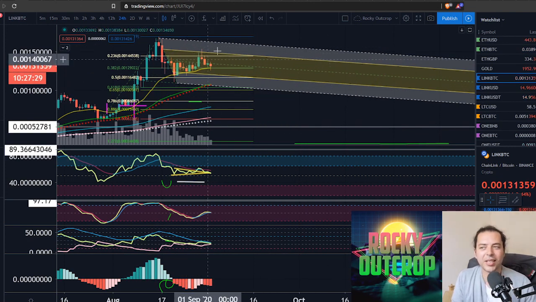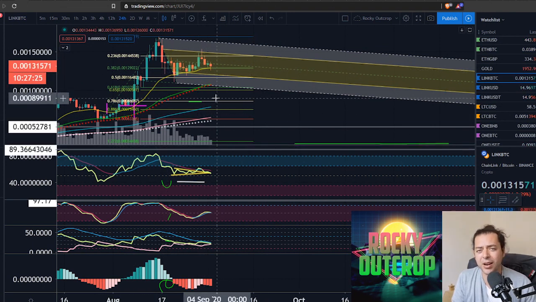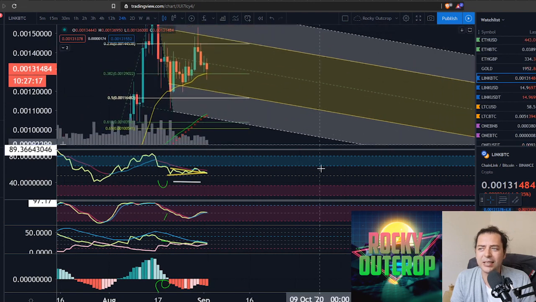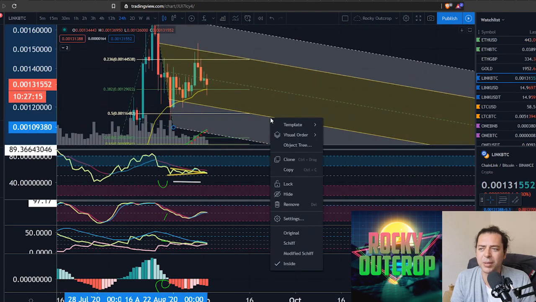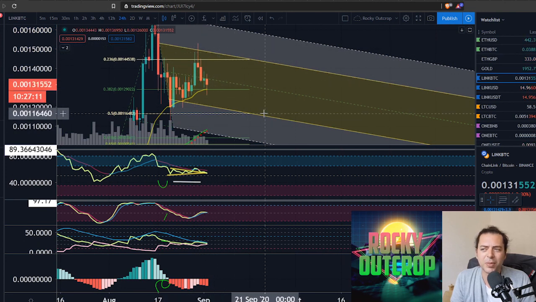And I'm going to leave this pitchfork on here. I'm going to leave the EMAs on there. I'm going to leave this Fibonacci on there, and that's what I'll talk about with regards to the Link to Bitcoin pairing, before moving on to the dollar one. Okay, so we have an inside pitchfork here. Is that what this is? Let me just double check that. Indeed, an inside pitchfork. And so far, that's given us some ideas about the pricing.